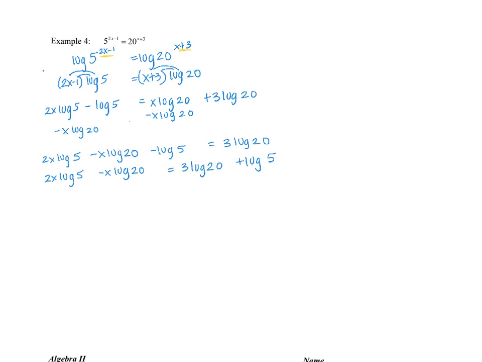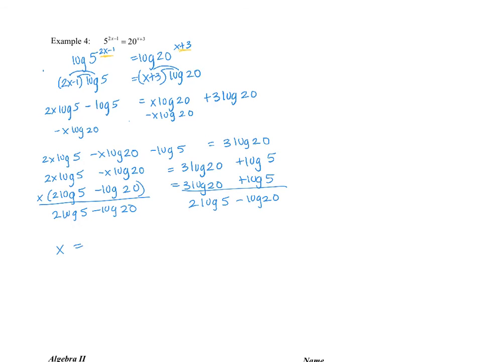If you look at the left side now, we have all the x's on the left side of our equation. We have an x with this term and an x with this term. So we want to rewrite this in an equivalent way. Instead of having the x written twice, we're going to factor out the x, and we're left with x times 2 log 5 minus log 20 equals 3 log 20 plus log 5. Our goal was to solve for x, so x is being multiplied by 2 log 5 minus log 20. So I'm going to divide by that value on both sides of my equation.